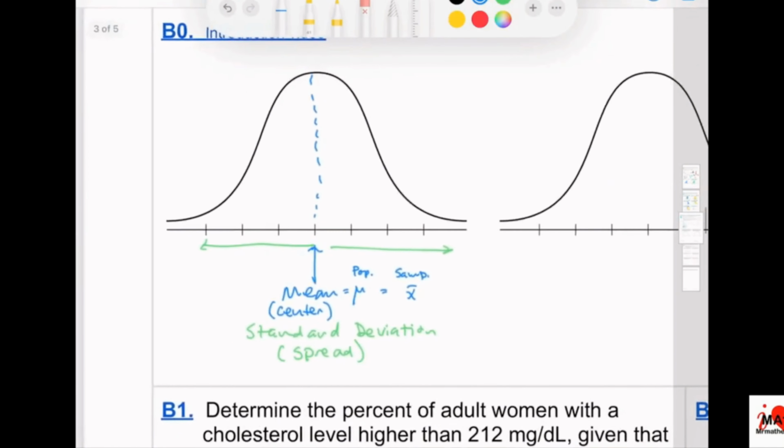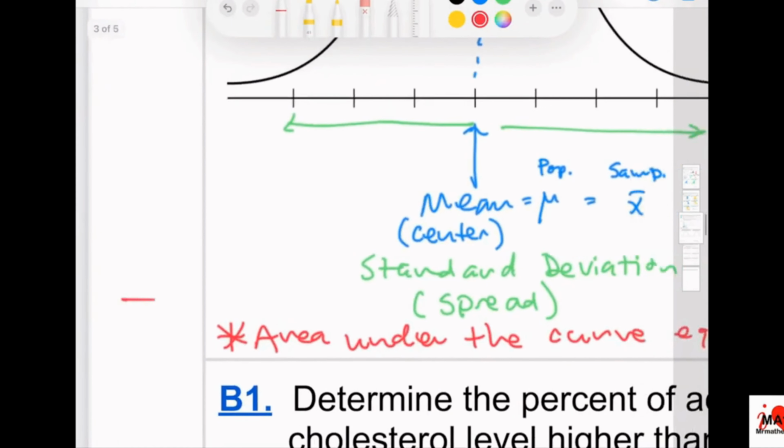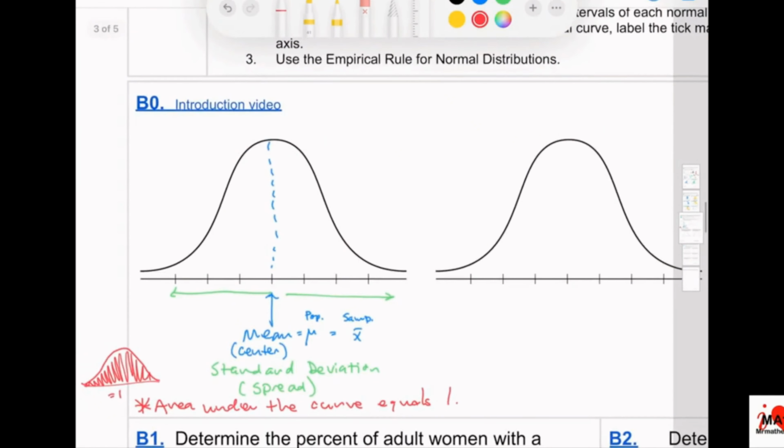Okay, I'm going to talk about the empirical rule, but before I do that, I want to mention one idea. Area under the curve equals 1. So basically we talked about this ghost, right? And if you shade this all in, that is equal to 1. Okay, so the big one is called the empirical rule.